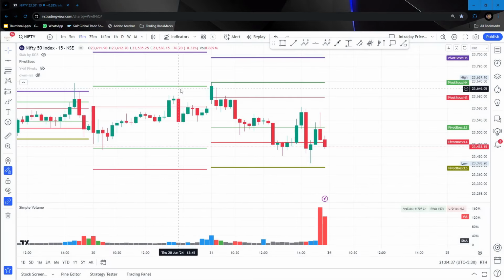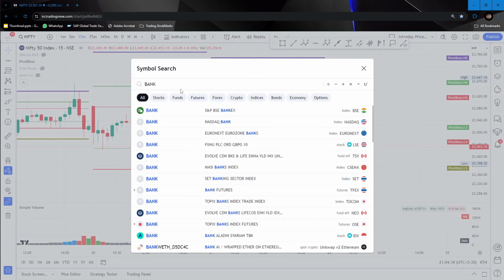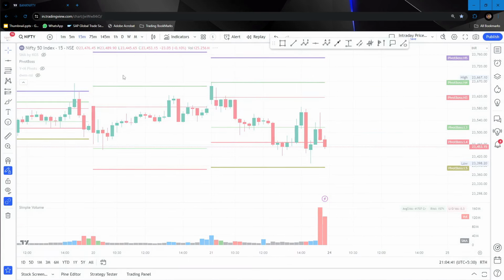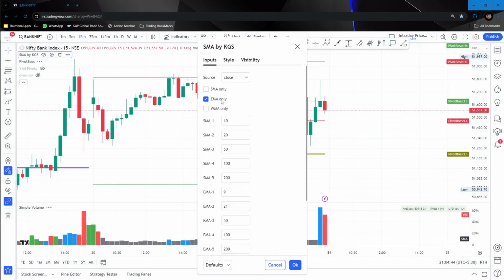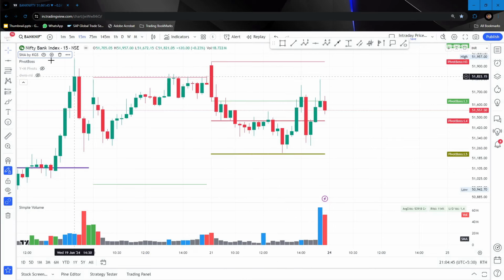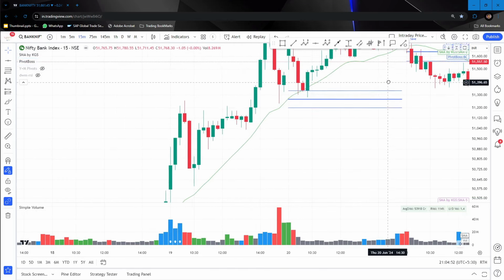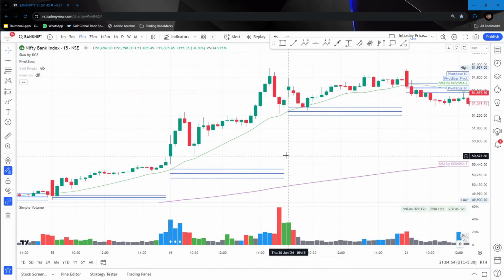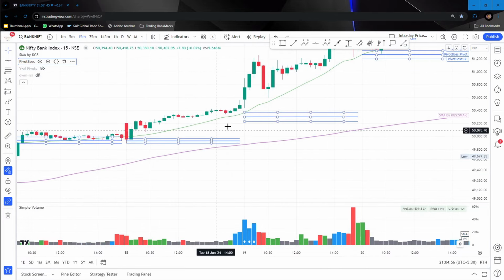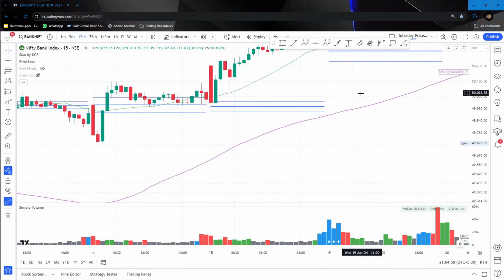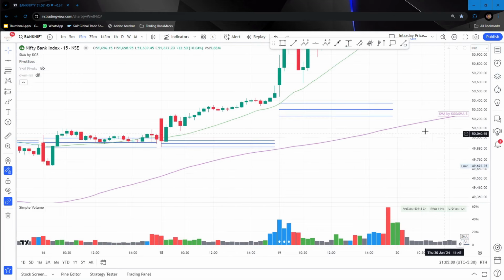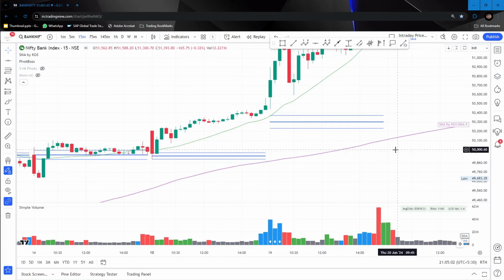Let me go to Bank Nifty again. Okay, let me activate moving average and let me activate CPR and Camarilla. Only CPR also should be fine. Okay, this is another secret which I am sharing with you. Hope you guys don't reveal it to others. Wait for the opportunity, or wait for people to join the membership so that they will be aware of it.